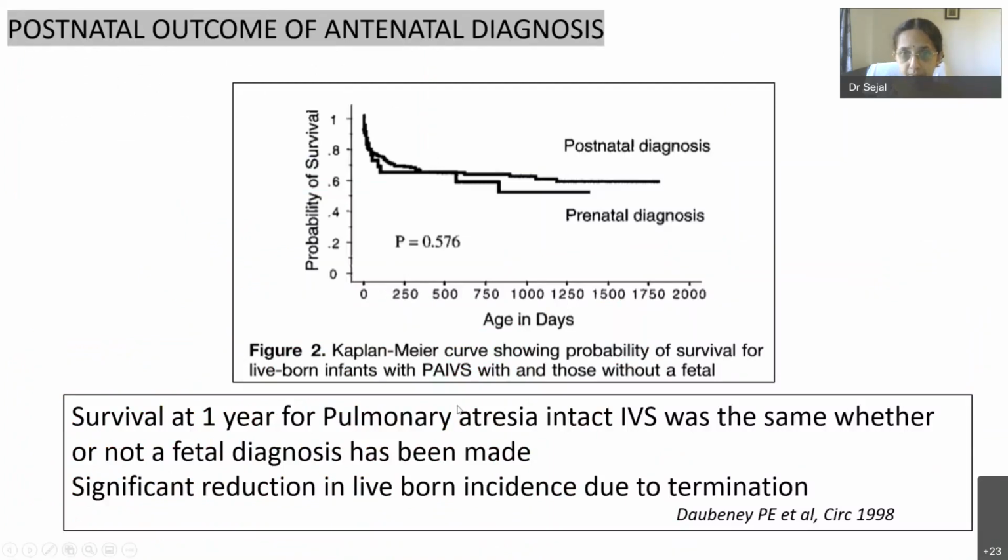Remember that the studies which have picked up this lesion in fetal life and compared it to lesions when they are picked up postnatally, somehow for the right heart, it probably has not made much difference in terms of long-term outcome. However, the rate of termination has been found to be much higher when such a lesion has been picked up in fetal life.